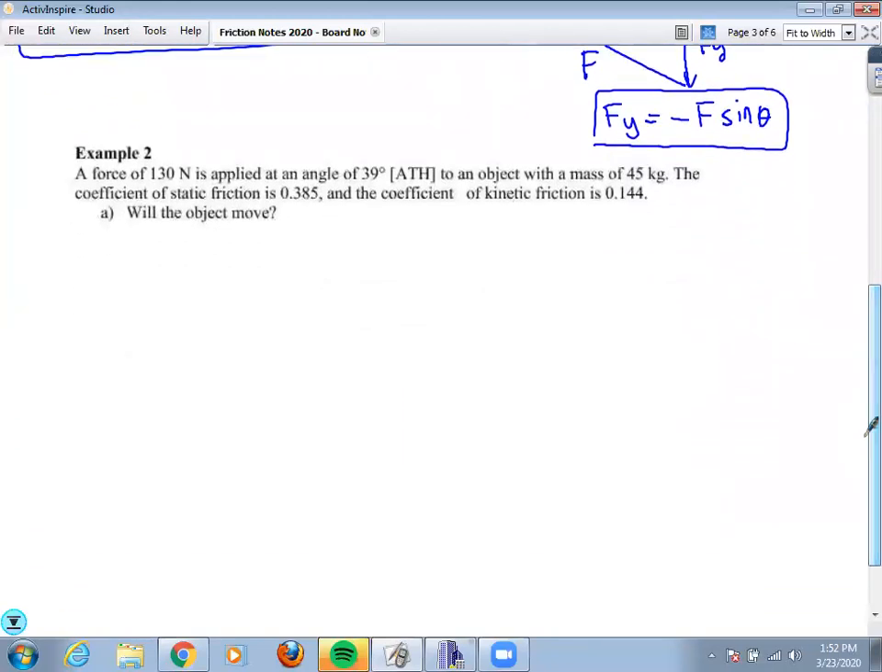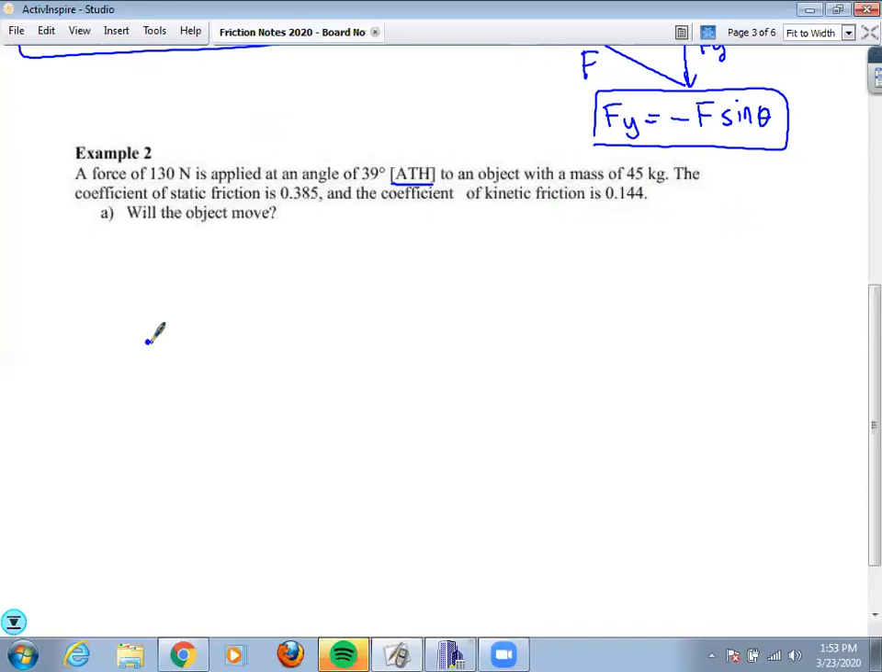So we have a force of 130 newtons applied at an angle of 39 degrees, that's above the horizontal, to an object with a mass of 45 kilograms. The mu s is 0.385 and the mu k is 0.144. Will the object move? So we'll start with a free body diagram.